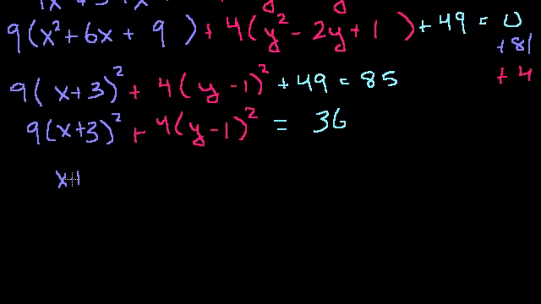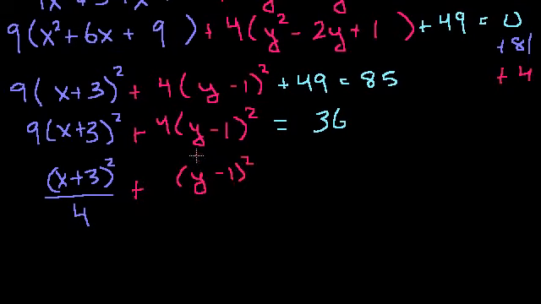x plus 3 squared over, see, 9 over 36 is the same thing as 1 over 4. And then you have plus y minus 1 squared. 4 over 36 is the same thing as 1 over 9. And all of that is equal to 1. And there you go. We have it in the standard form. And you can see our intuition at the beginning of the problem was correct. This is indeed an ellipse. And now we can actually graph it.